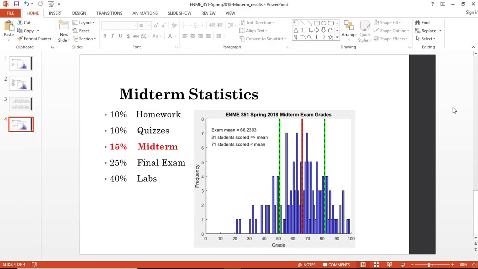So if you did well in the midterm, congrats, keep it up. And if you didn't do as well as you wanted on the midterm, there's plenty of time to recover, right? So the final exam is worth 25% of your grade. So let's take a look at the solutions to the exam.